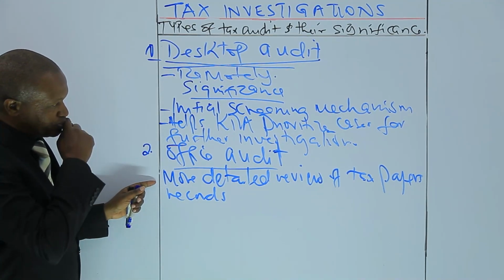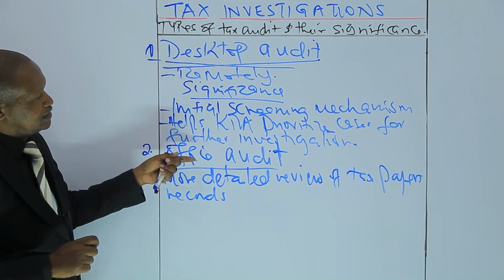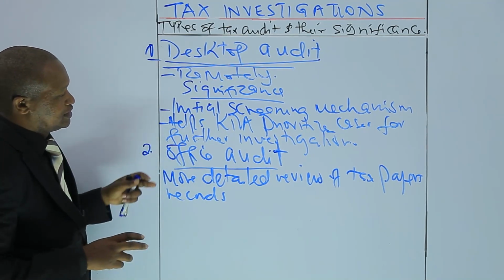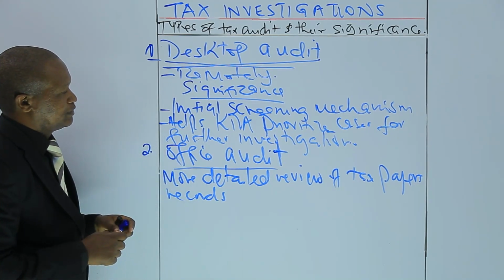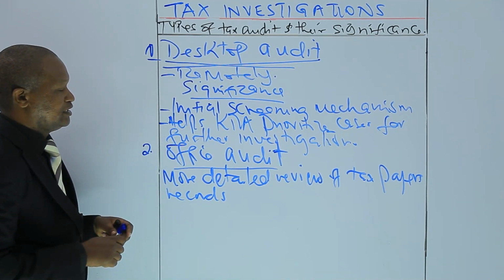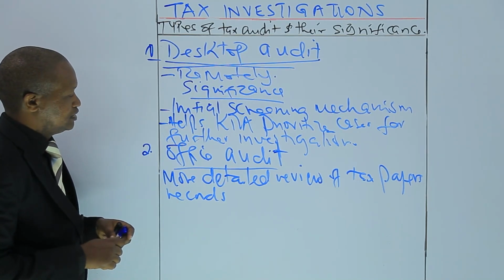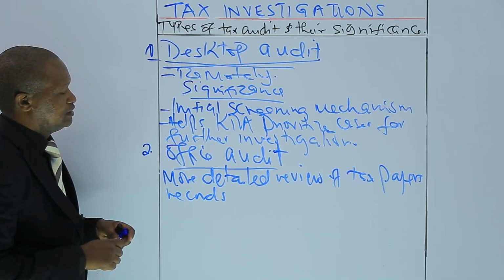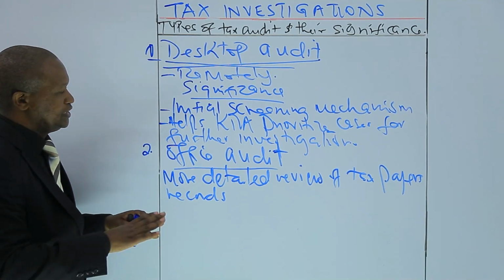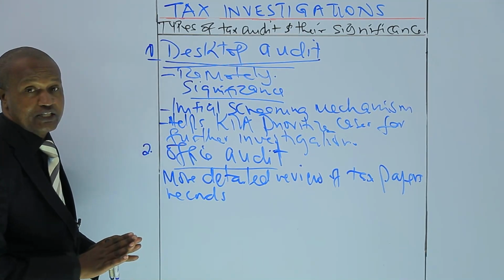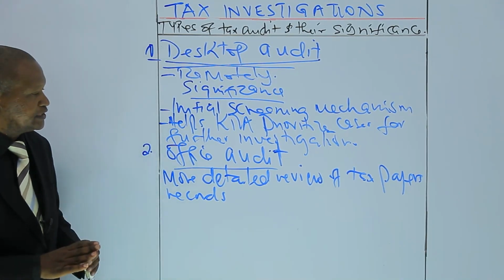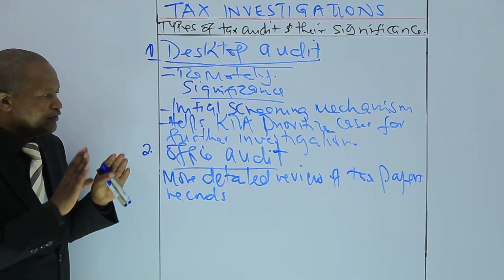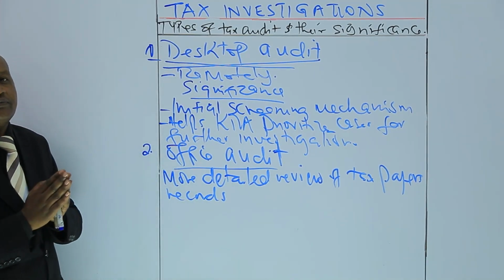Do you understand? After screening different taxpayers, it may come to the notice of the KRA that there could be a taxpayer who has not complied. Then the taxpayer may be summoned to the KRA offices, where there is a detailed examination of the taxpayer's records. You understand? It's a more detailed review of the taxpayer's records.